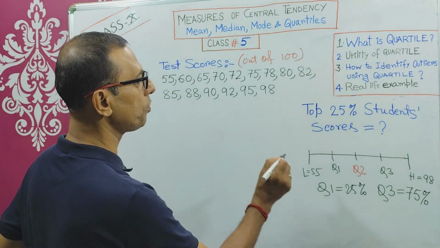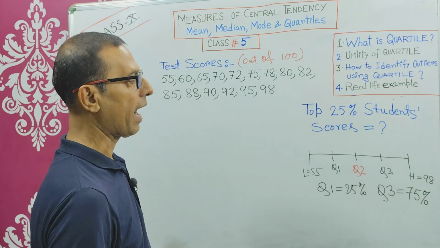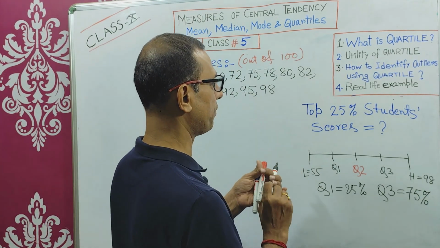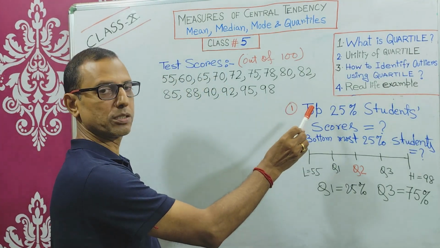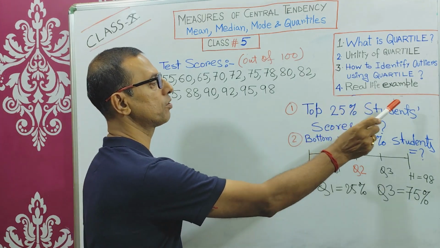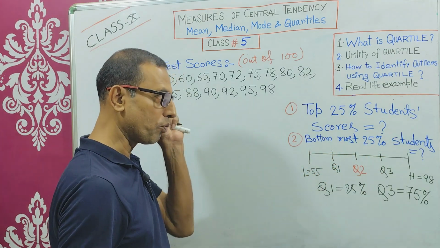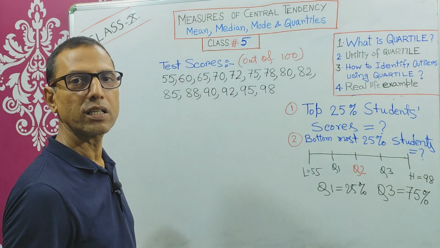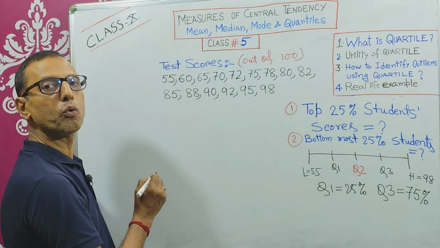So you need to find the value of Q3, and also you need to find the bottom 25% students, those with below-average performance. So there are two questions: identify the high performing students, that is the top 25% student scores, and the bottommost 25% students. When it asks for the bottommost 25% students, you need to find the value of Q1.